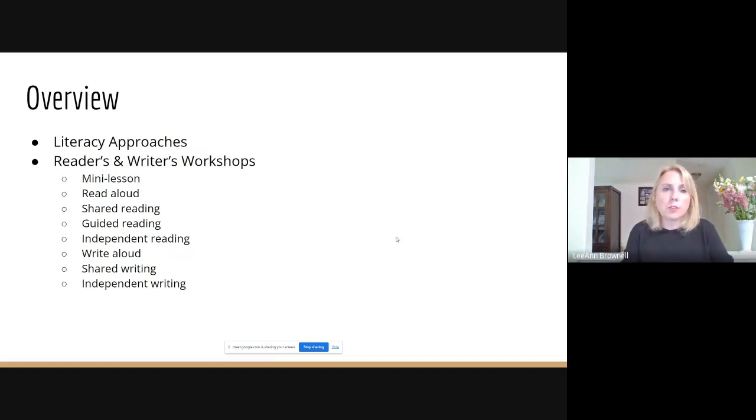For an overview of today, we're going to look at different literacy approaches, and then dig a little deeper into the readers and writers workshops, looking at how these are structured and how they support students learning English.